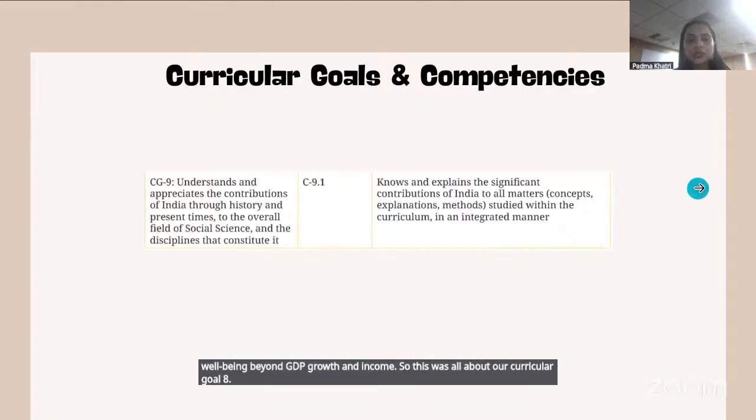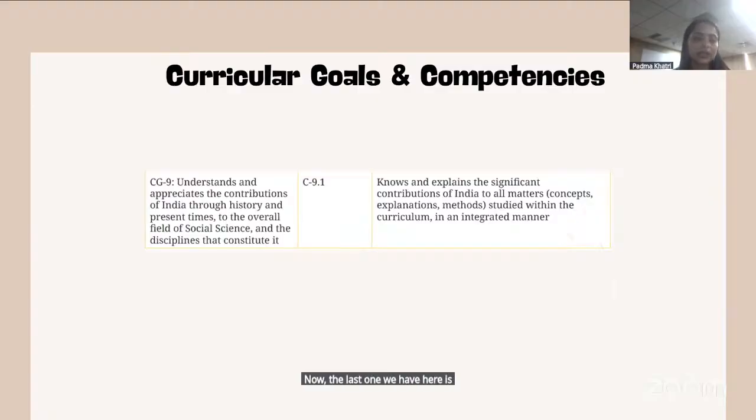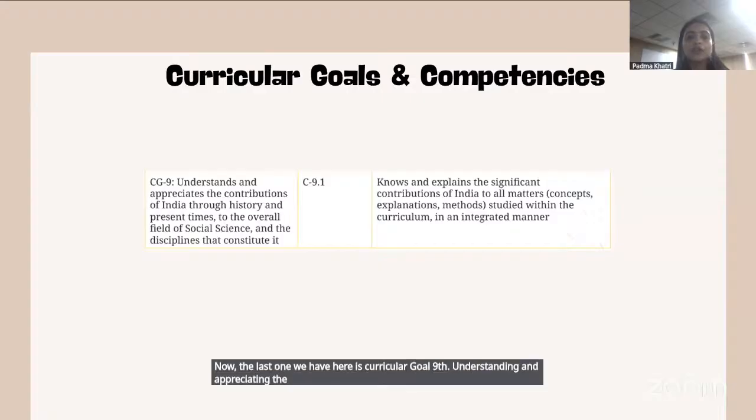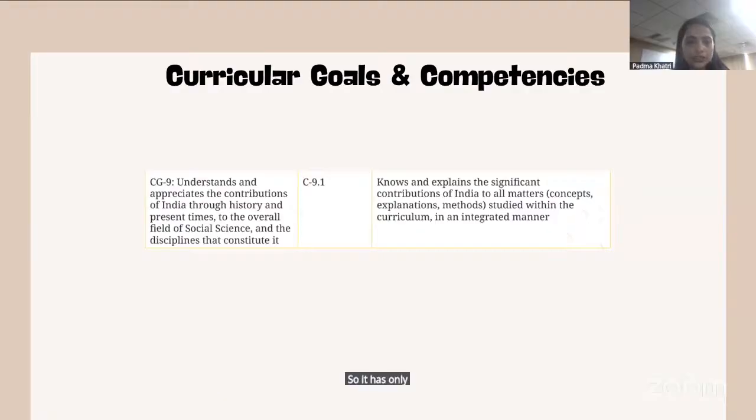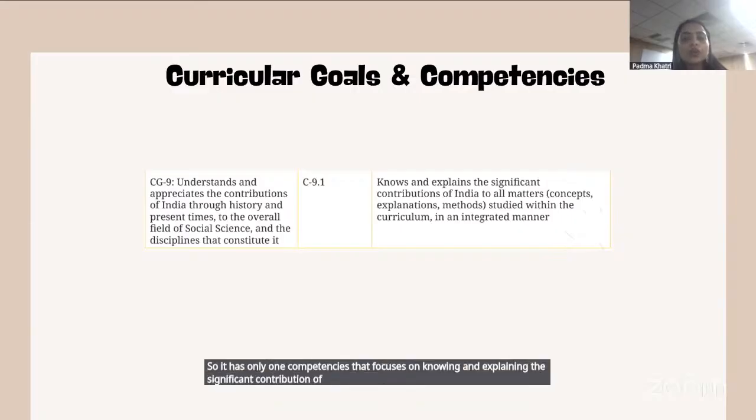Now the last one we have here is curricular goal 9: understanding and appreciating the contribution of India through history and present times to the overall field of social science and the disciplines that constitute it. So it has only one competency that focuses on knowing and explaining the significant contribution of India to all the aspects, all the matters, all the concepts, and explanation methods studied within the curriculum in an integrated manner.